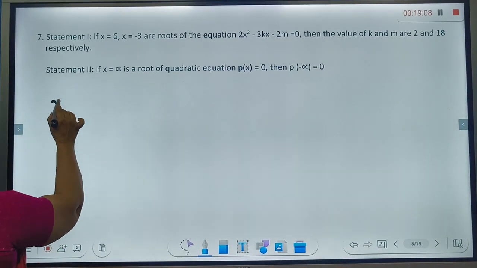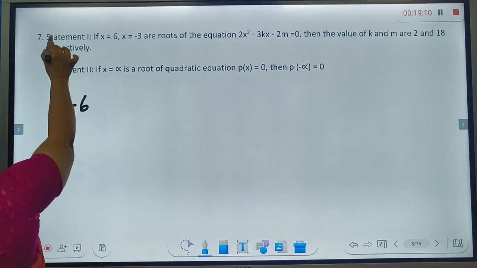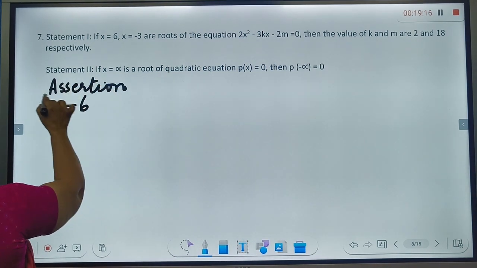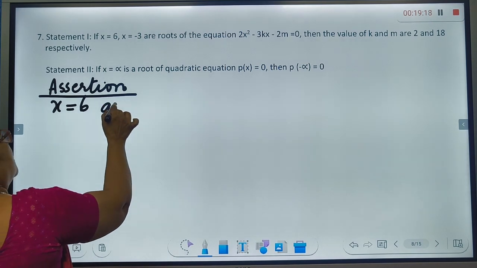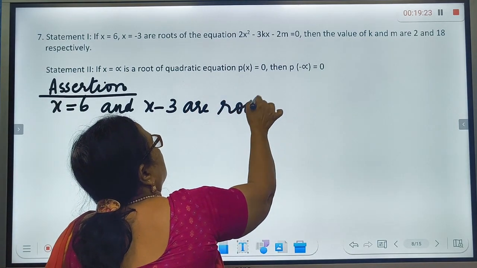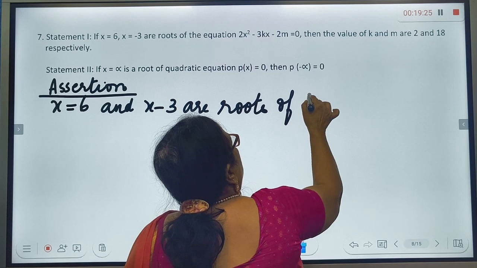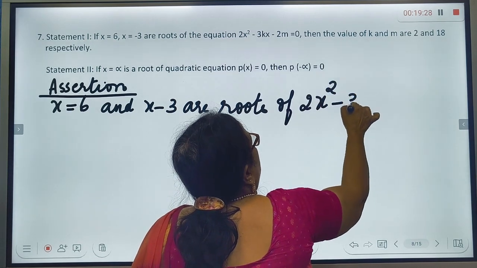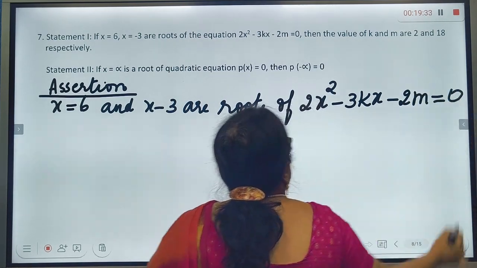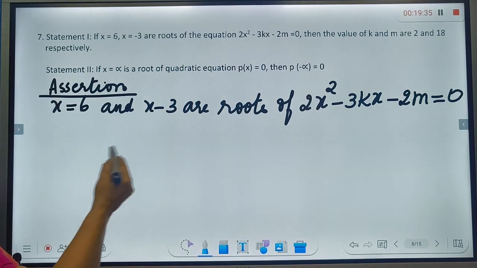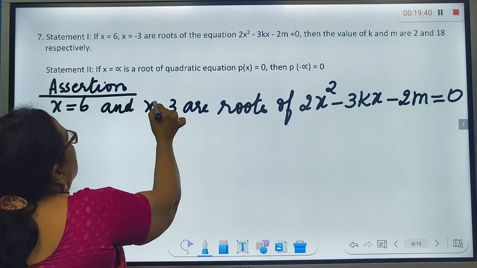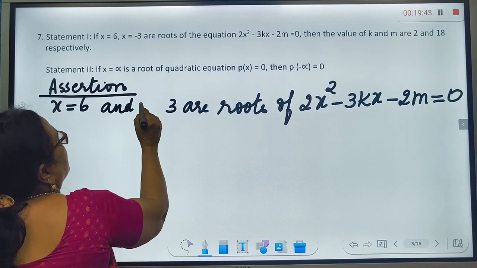Now you are given x equal to 6. This is called assertion. Statement 1 is called assertion. X equal to 6 and x equal to minus 3 are roots of 2x square minus 3kx minus 2m equal to 0. So that means when I put x equal to 6, the equation is satisfied. When I put x equal to minus 3, the equation is satisfied.